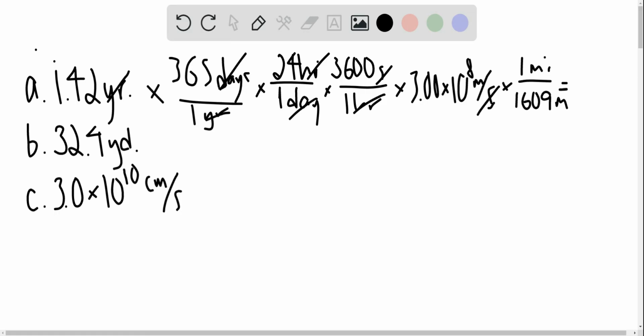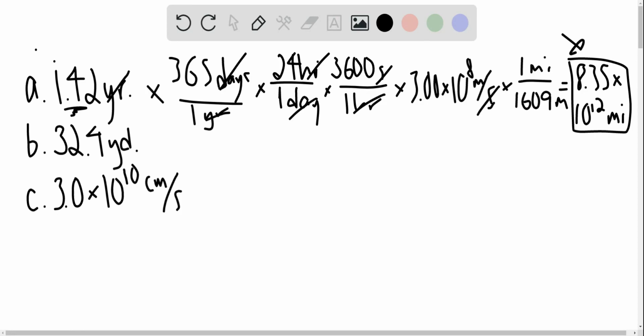And if you just plug this all in, 1.42 times 365 times 24 times 3,600 times 3 times 10 to the 8th divided by 1609, you should get 8.35 times 10 to the 12 miles. Okay, so a very large number. And as you can see, we have 3 sig figs here because our initial number was 3 sig figs, so we just keep that same amount of sig figs here.